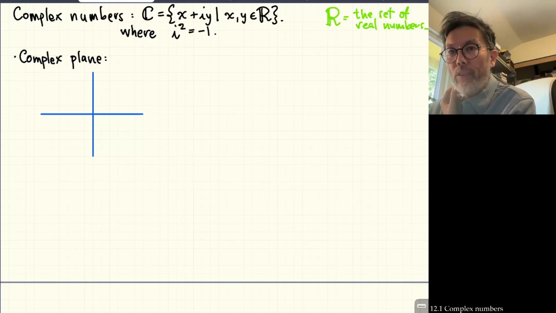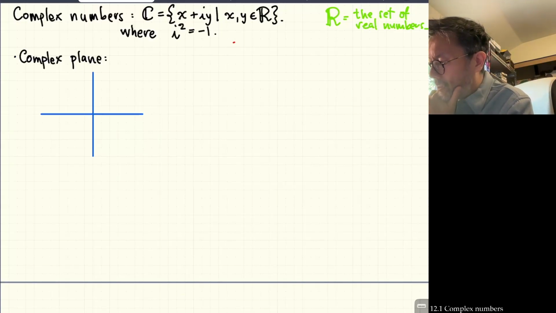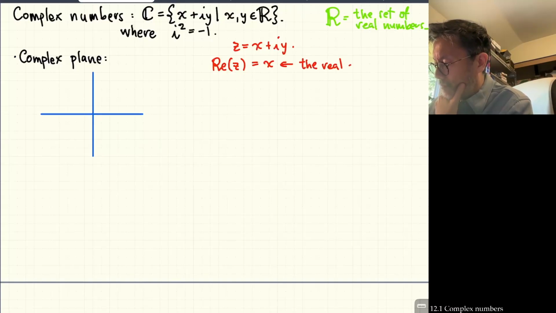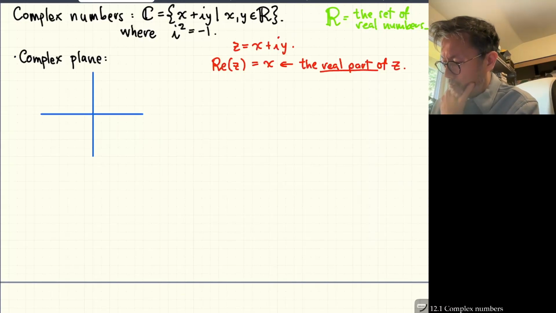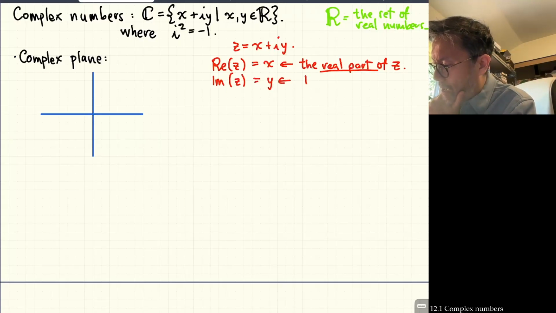We're going to track what's called the real part. Maybe I should go ahead and define some of this stuff. So if you have z equal to x plus iy, here's just some terminology. We write Re of z is x, and we say that this is the real part of z. This is terminology now, the real part. And we also write Im of z. This is y, and this is sometimes called the imaginary part of z.